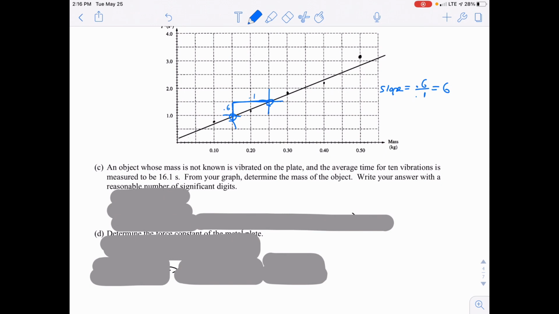Part C, an object whose mass is not known is vibrated on the plate, and an average time for 10 vibrations is known to be 16.1 seconds. So from your graph, determine the mass of the object. Well, here we go. First, T10 is given to us, 16.1. That means the period, move the decimal over 1, divided by 10, is 1.61 seconds. You're going to square your period to get T squared, 2.6 seconds squared.